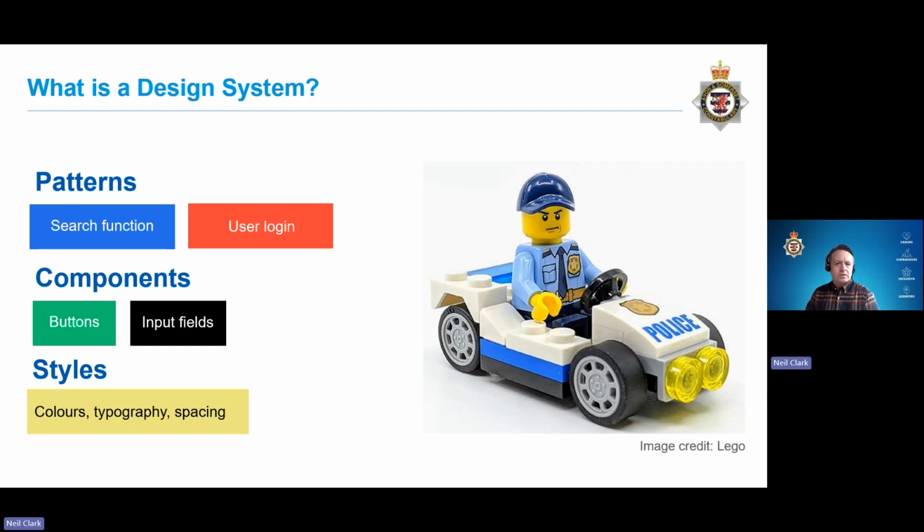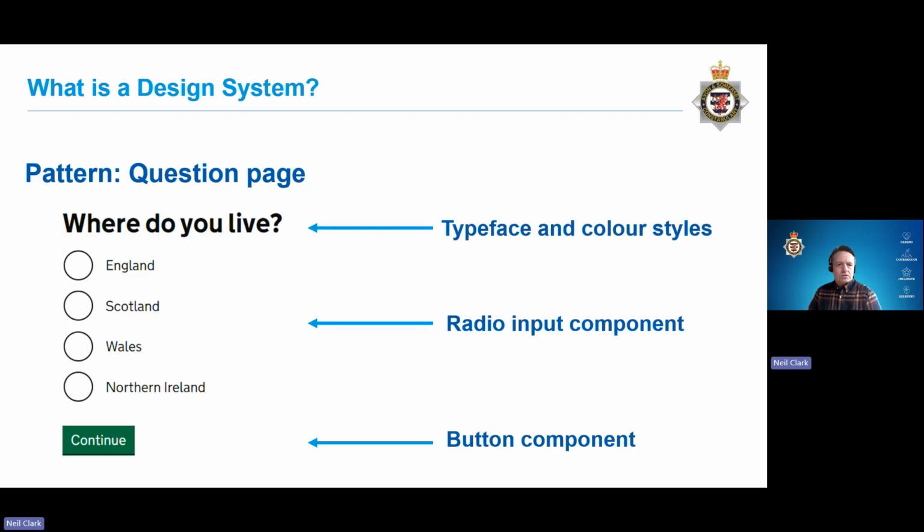or a user task, such as a search function or a login feature. So just to help illustrate that, here's an example of a pattern for a question page. And that is made up of rules that control the typography, the typeface and the colors, and two components, one for the radio input form component and another component for the button. So think of patterns as mini templates that you can reuse in your applications.